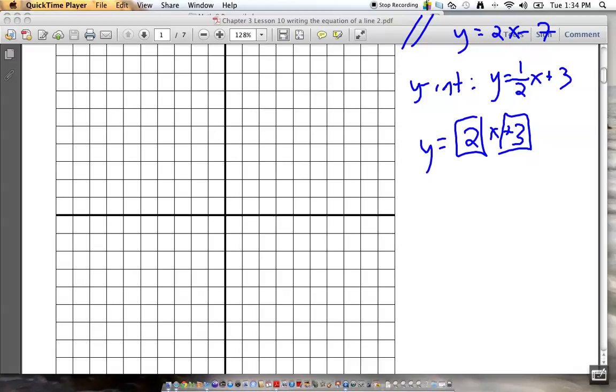Next one. It says 3y equals x minus 9, and then it asks you for the slope and the y-intercept. What's bad about this line?